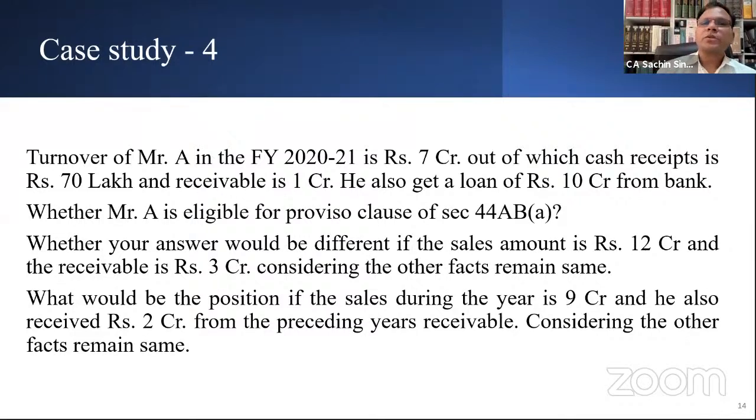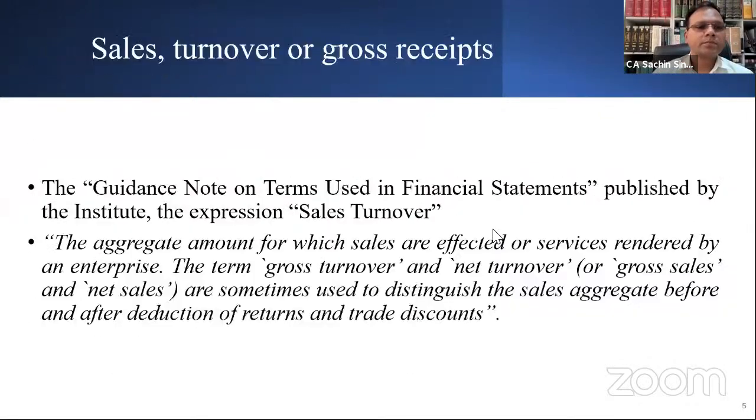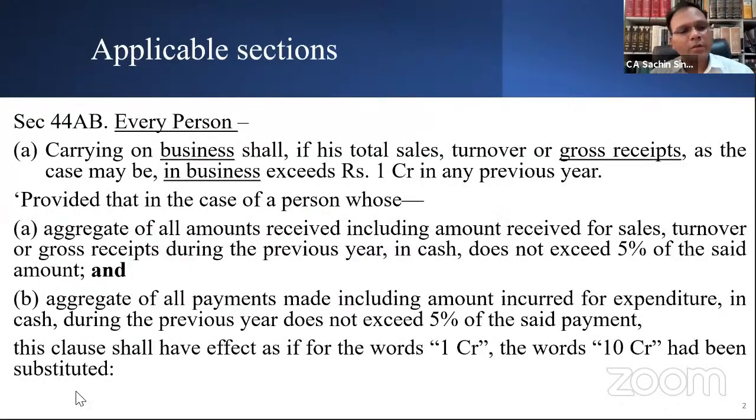Now come to the question of Shiv Ganesh sir, why turnover and loan being taken together? Because the language of the section, if you can see, says aggregate of all amount received, including amount received from sales. So the loan what you have received is also an amount. That's why it is taken for the purpose of calculating 5%. But that is only for the calculation of 5% and not for the purpose of calculation of turnover.